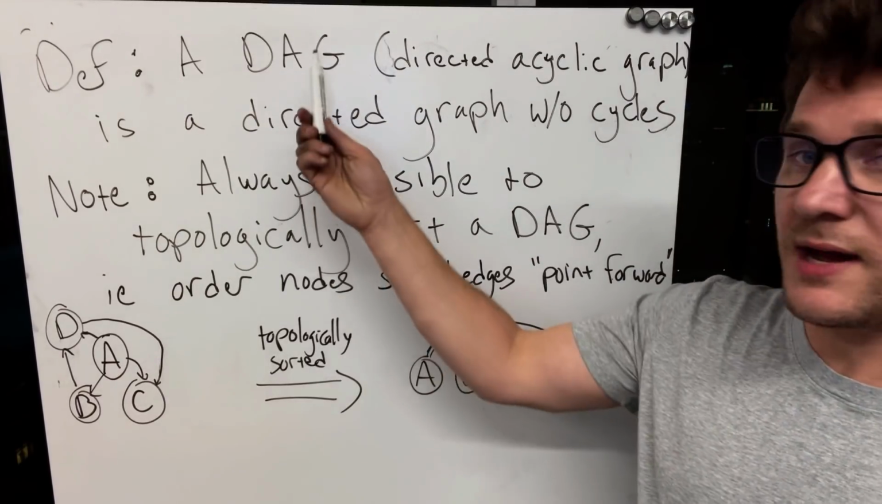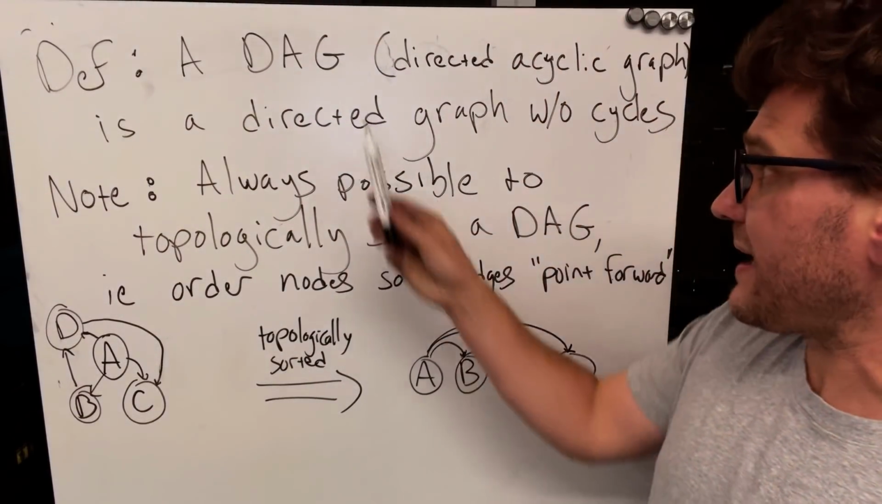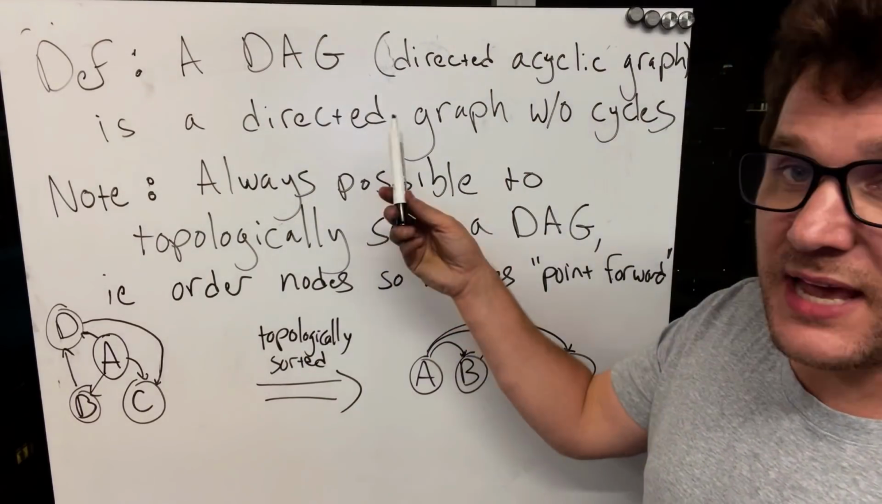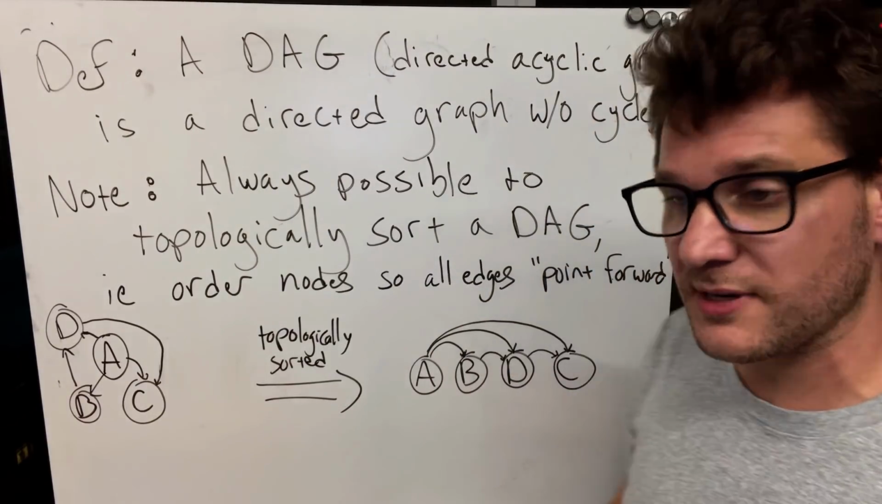So let's define this thing called a DAG. It's a very common type of directed graph. A DAG, which just stands for directed acyclic graph, is just any directed graph that doesn't have any cycles. There can't be any cycles in a DAG.